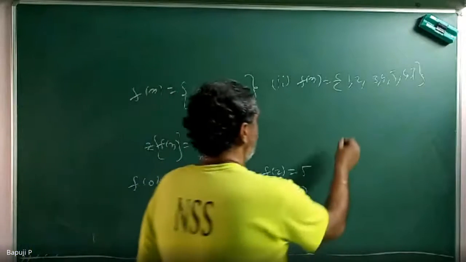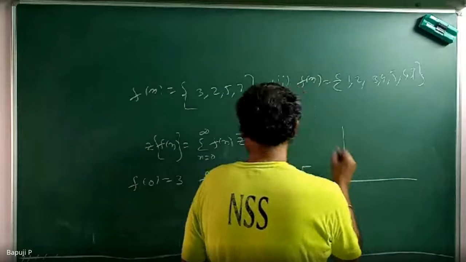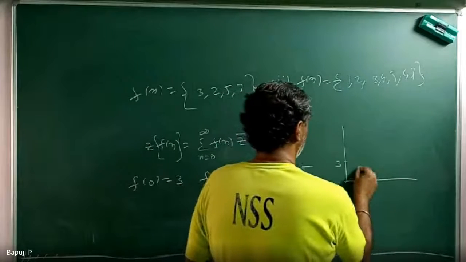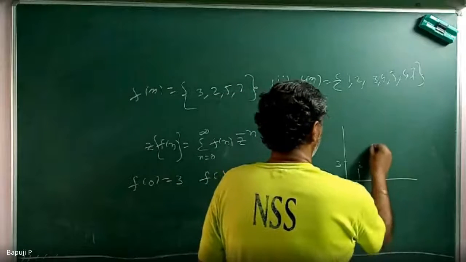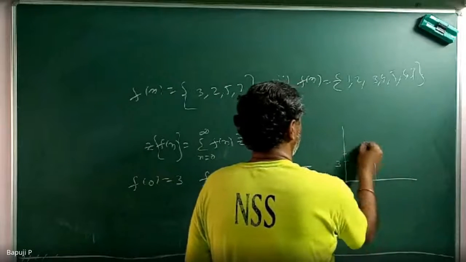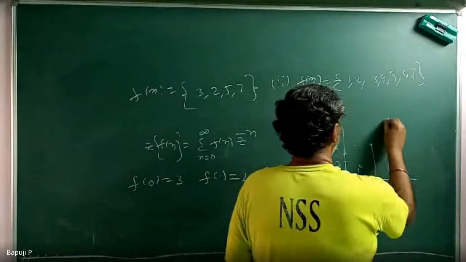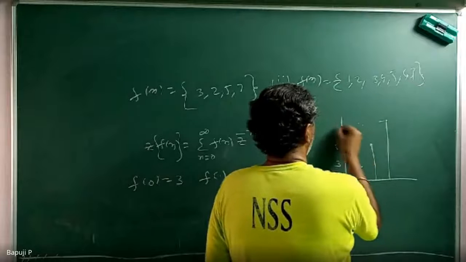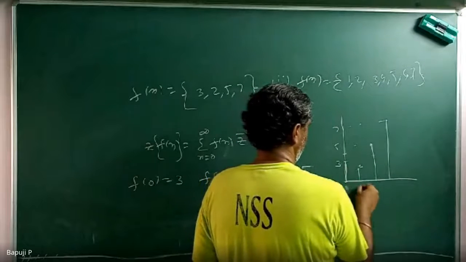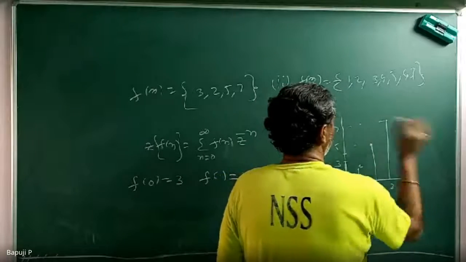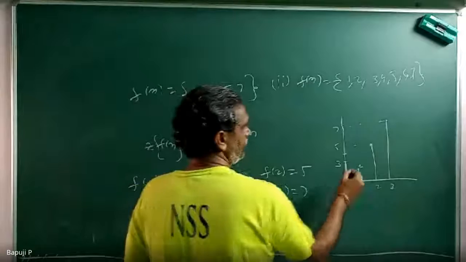So if you see the values, what will you get if you tabulate? n is equal to 0 means it's going up to 3. 1 means it's going up to 2. Then 2 means it's going up to 5. Then 3 means it's going up to 7. If you draw it properly, this is the diagram: this is 0, 1, 2, 3, and remaining everywhere 0. Correct or not?